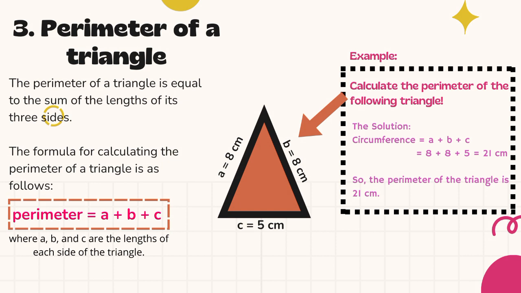Example, calculate the perimeter of the following triangle. The picture of the triangle is on the left. So, the solution is perimeter equals A plus B plus C equals 8 plus 8 plus 5 equals 21 cm. So, the perimeter of the triangle is 21 cm.